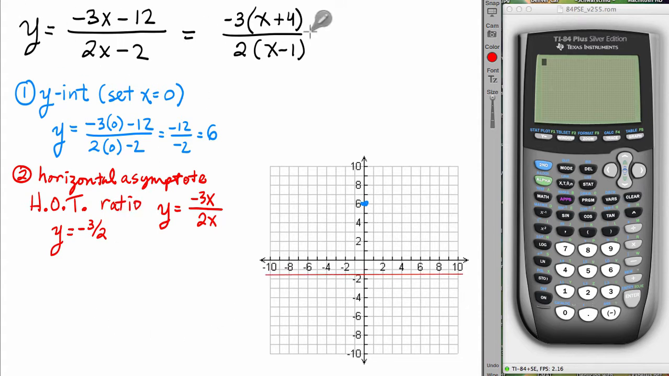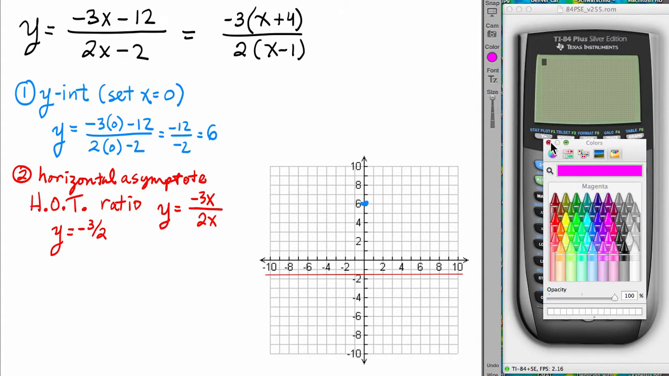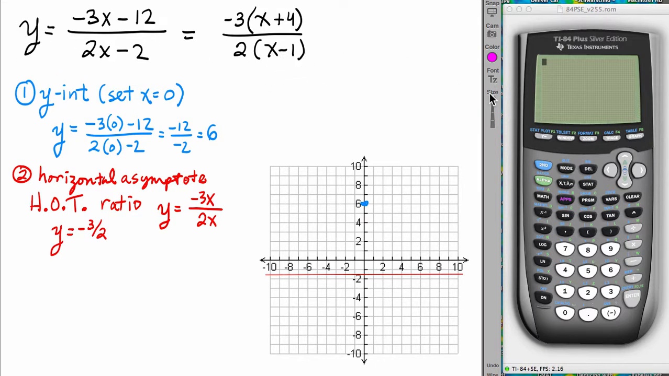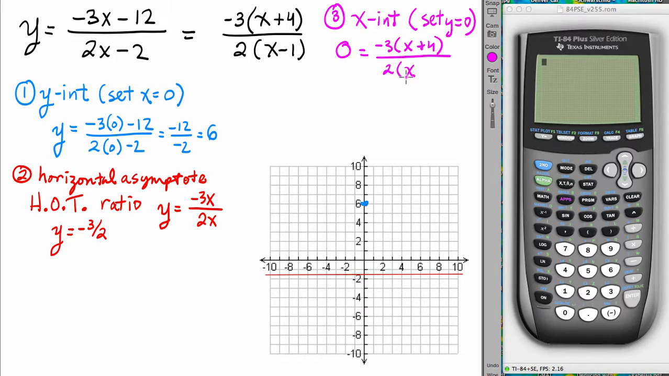Now let's move to the factored form of the equation for the next 2 features. The first of those, feature number 3, is x-intercept. Now you find x-intercepts by setting y equal to 0. Now if we do that, we get an equation 0 equals negative 3 times x plus 4 over 2 times x minus 1.